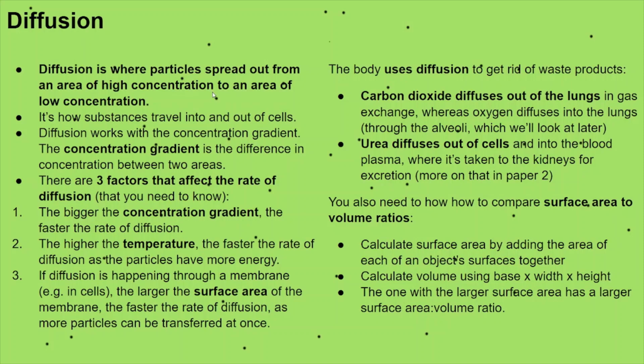So imagine you're spraying some perfume and it spreads out across the room. That's just diffusion. It's also how substances travel into and out of cells. And diffusion works with the concentration gradient, and that is simply the difference in concentration between 2 areas.